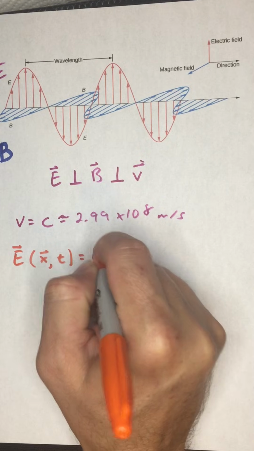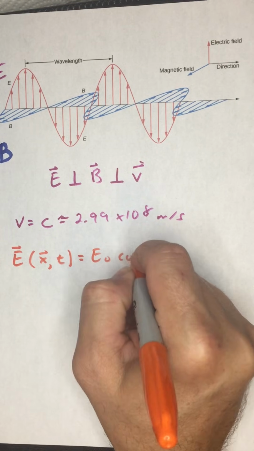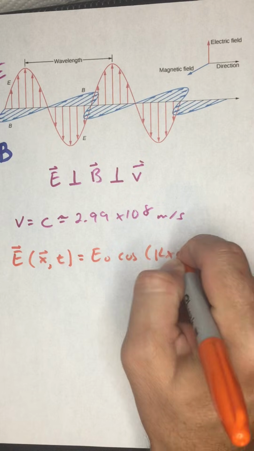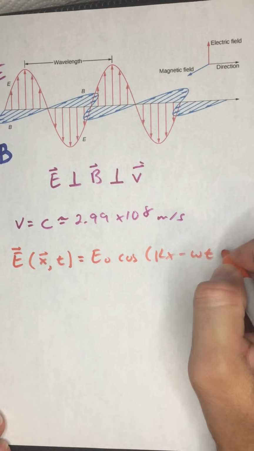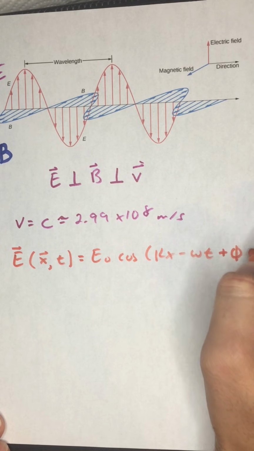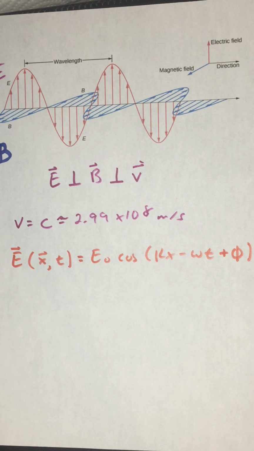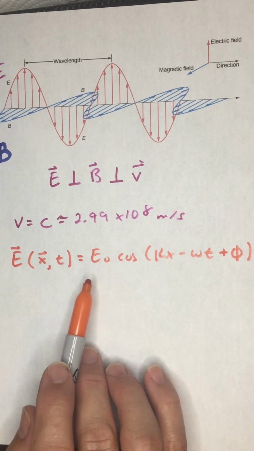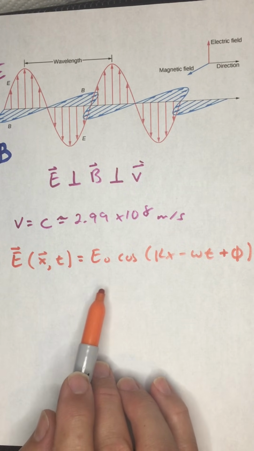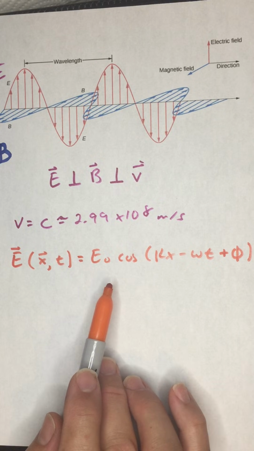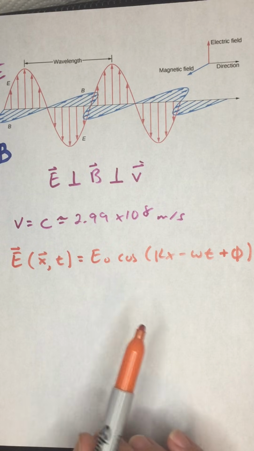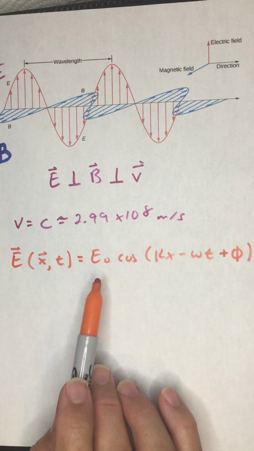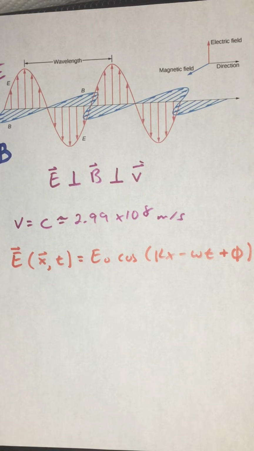is equal to E naught cosine kx minus omega t. Am I still in frame? I am. Plus phi is the complete version of that. Now, if you remember from Physics 1, when you saw a traveling wave equation, or even when you saw an equation for simple harmonic motion, which also involved a cosine function, what was sitting out in front here was the amplitude. And if this was a mechanical wave, it's actually how high the wave is in space.